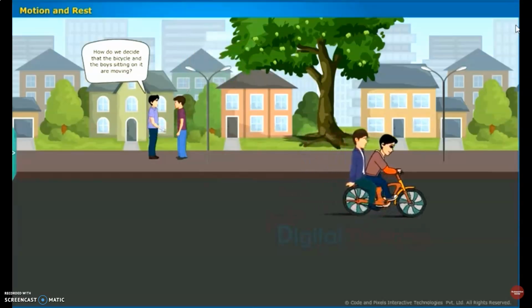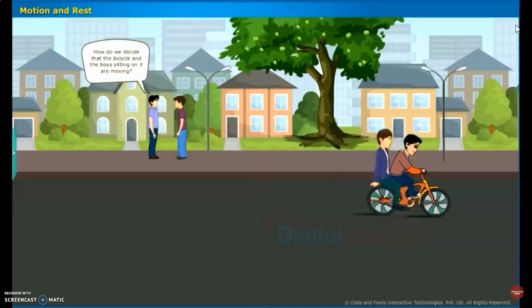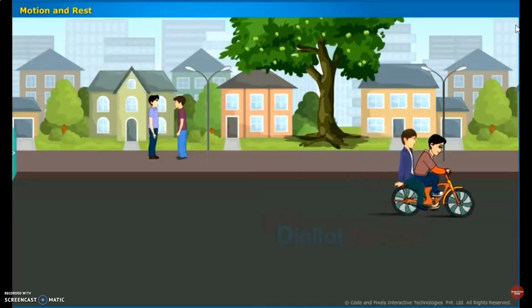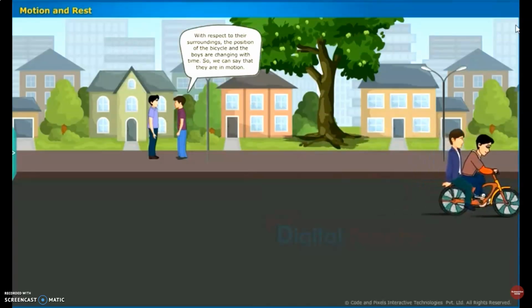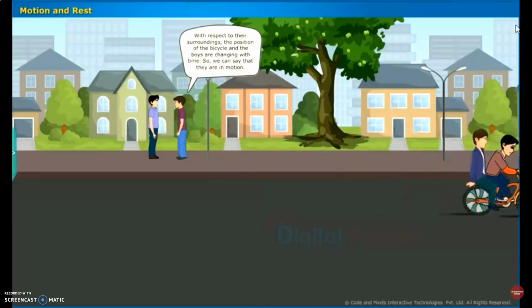How do we decide that the bicycle and the boys sitting on it are moving? With respect to their surroundings, the position of the bicycle and the boys are changing with time. So we can say that they are in motion.